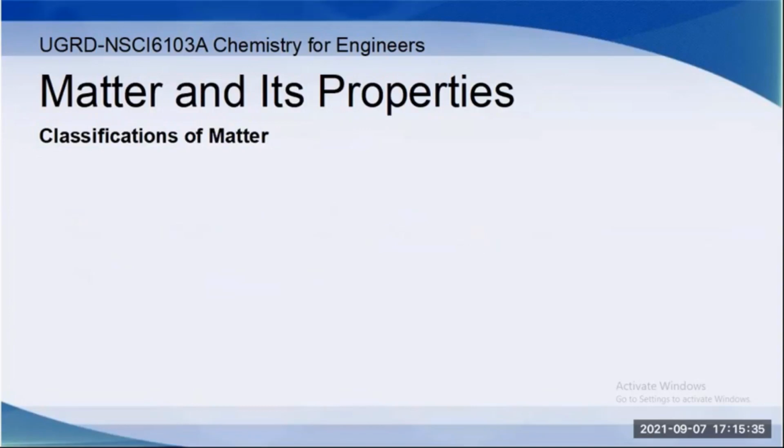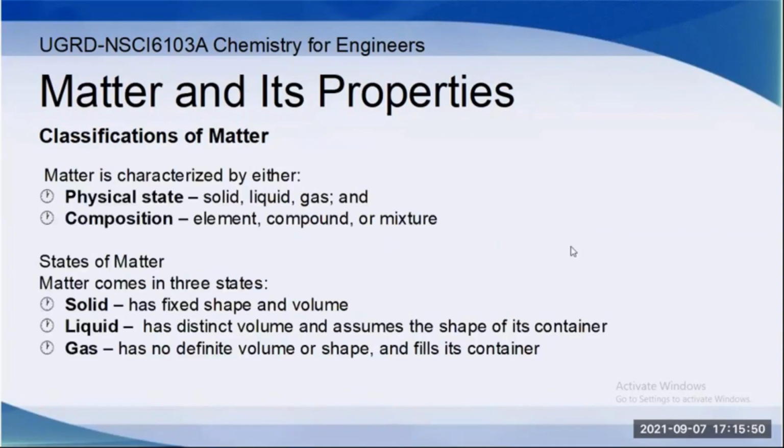So one, we have the classifications of matter. Classifications of matter, we have physical state, which is solid, liquid, or gas, and composition, which is element, compound, or mixture. So the states of matter, the classic: solid, liquid, and gas.